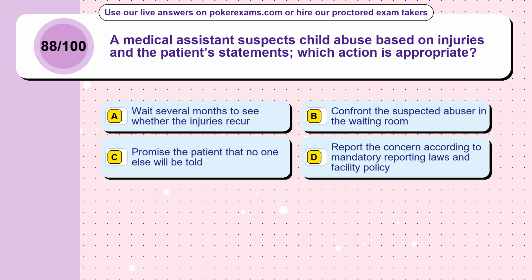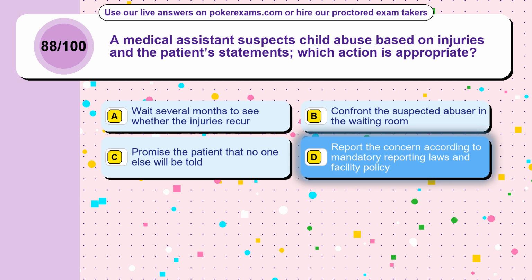Question 88. A medical assistant suspects child abuse based on injuries and the patient's statements. Which action is appropriate? Option A. Wait several months to see whether the injuries recur. Option B. Confront the suspected abuser in the waiting room. Option C. Promise the patient that no one else will be told. Option D. Report the concern according to mandatory reporting laws and facility policy.